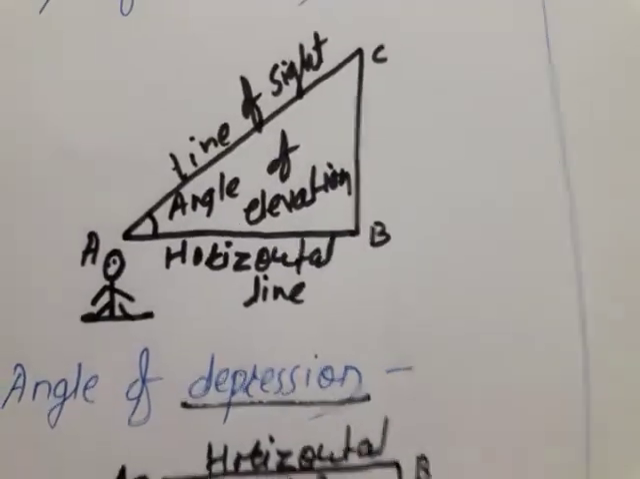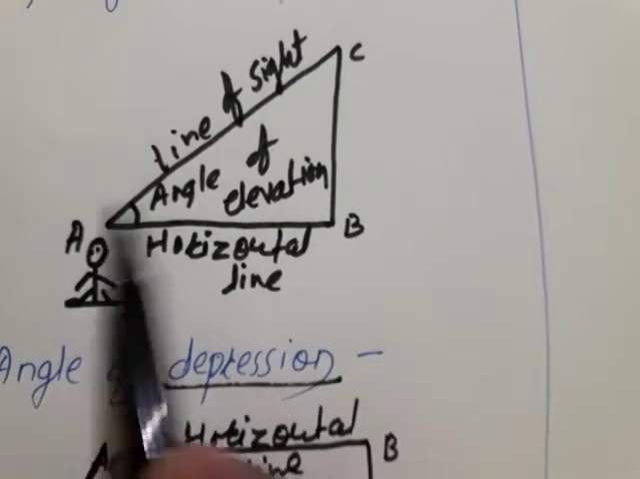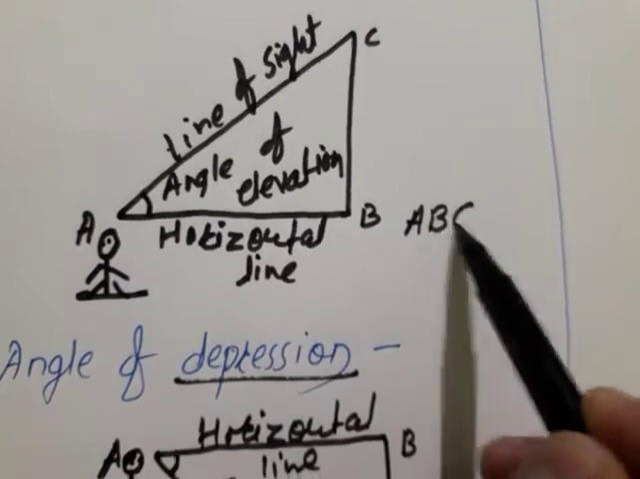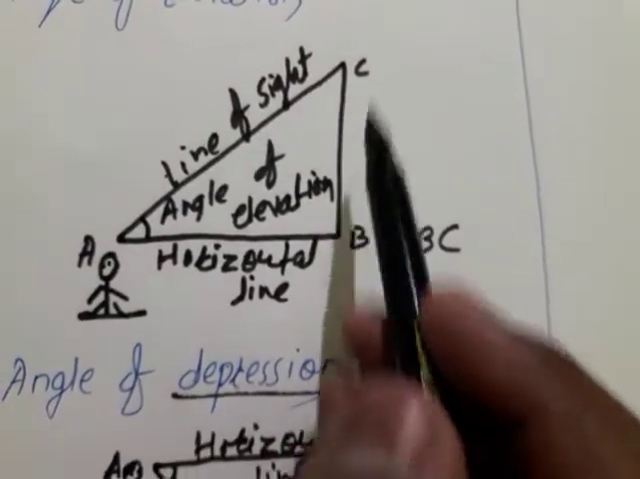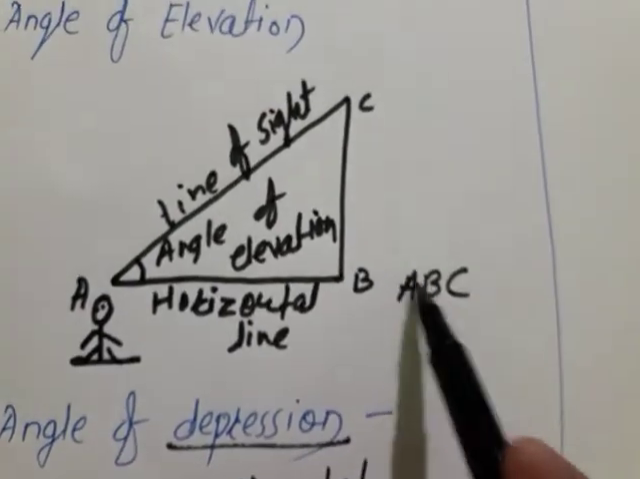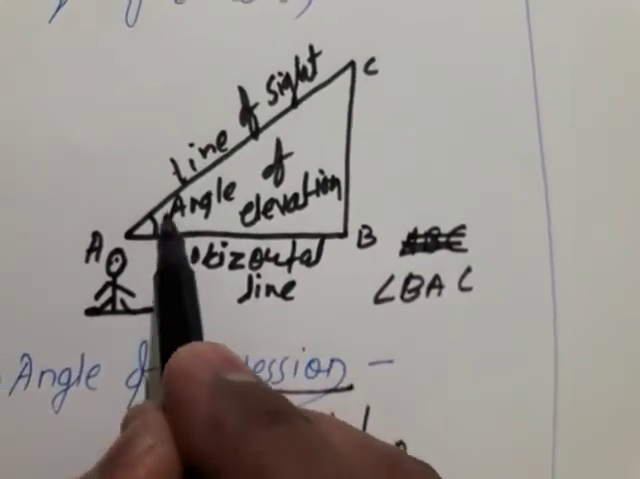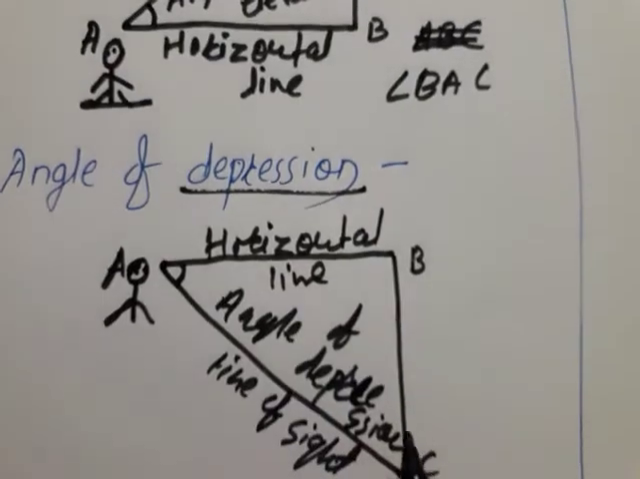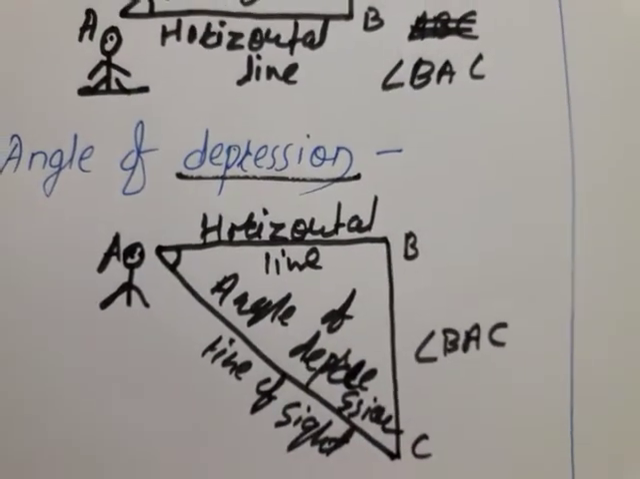Here you will see angle ABC, and if the name is changed, it will change here also. Sorry, not angle ABC, angle BAC. Which angle? Angle BAC, the angle created here. Angle BAC is known as angle of elevation, and here also angle BAC is known as angle of depression.